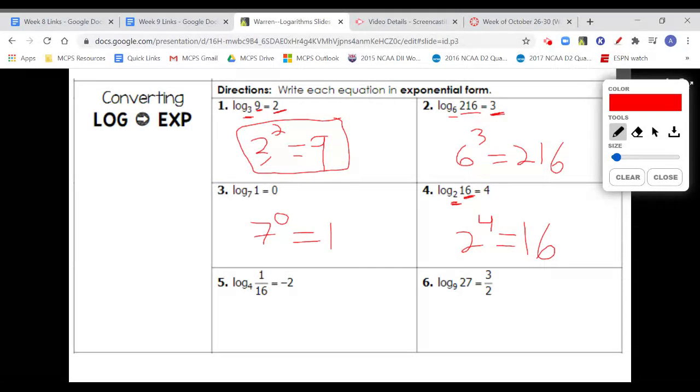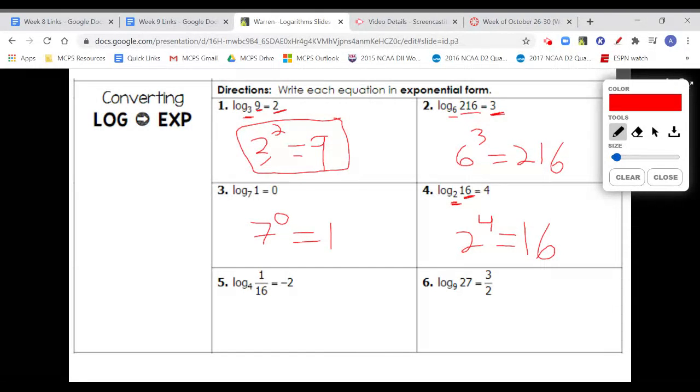And then numbers 5 and 6 have these fractions in them. Please know that you treat this the same way. These numbers never change, so you're not going to switch the sign. You're not going to take the reciprocal of fractions. You're going to leave the numbers exactly the same. They're just moving positions, just like the whole numbers did. So even if it's a negative or a fraction, you still don't change the number at all.